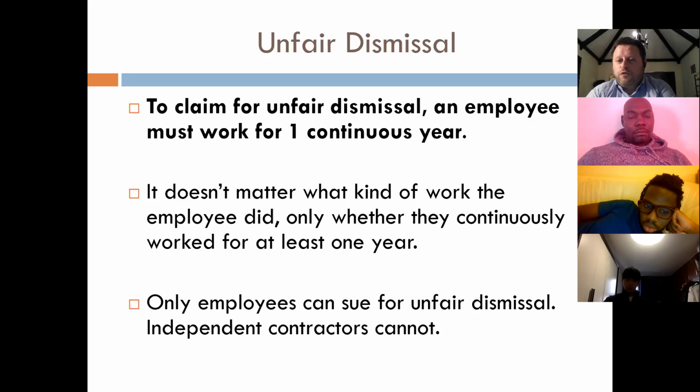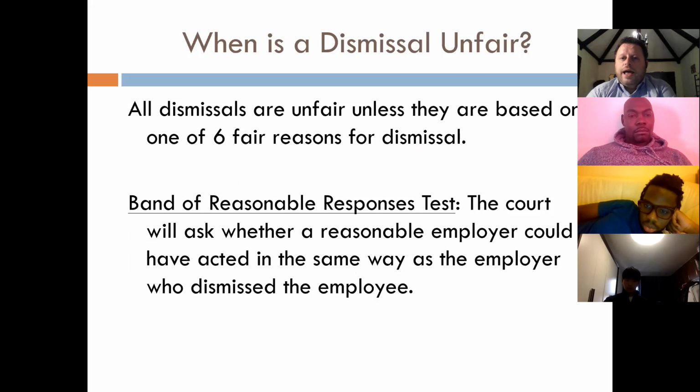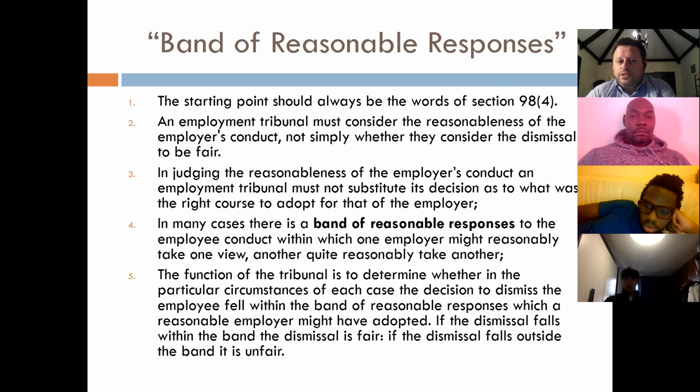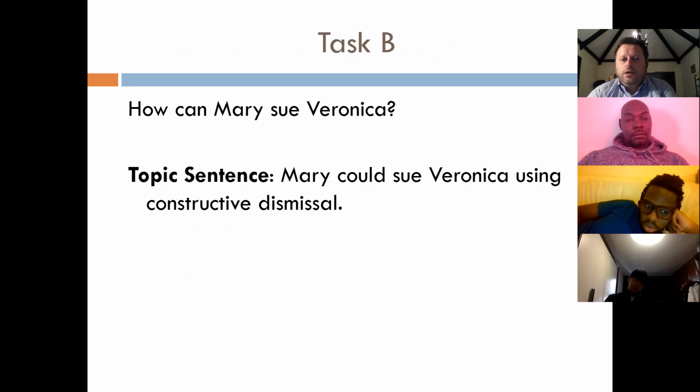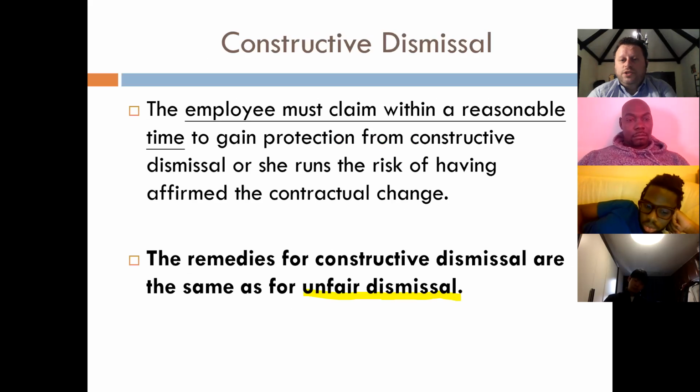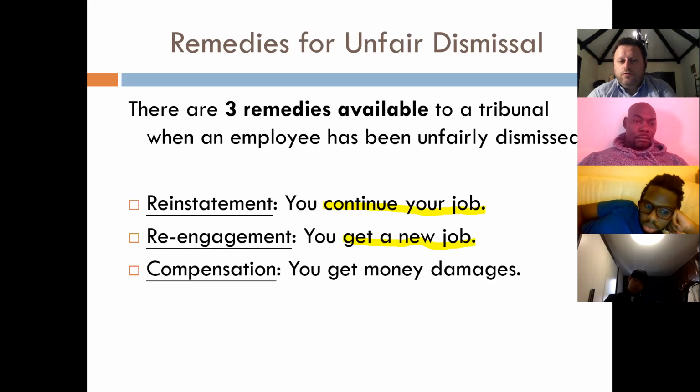For unfair dismissal, you have to work for 1 year, and it could be based on anything that makes it unfair. And then we look at this test, the band of reasonable responses test, which said, could a reasonable employer have acted in the same way as the employer who dismissed the employee? So would any employer in the whole world have fired you for this reason? And the remedies are these three: reinstatement, reengagement, and compensation.